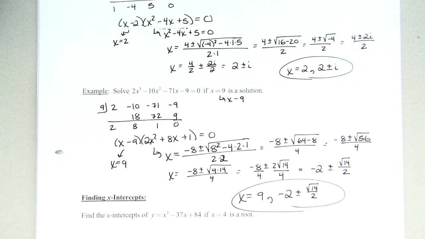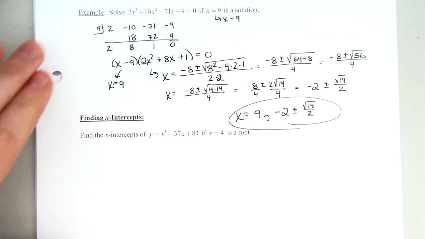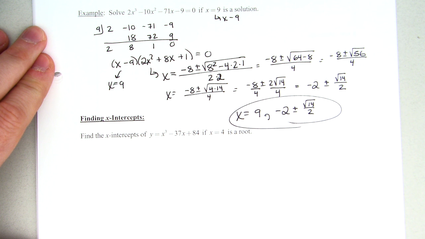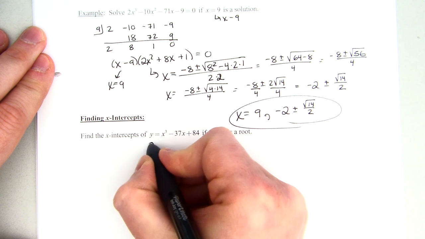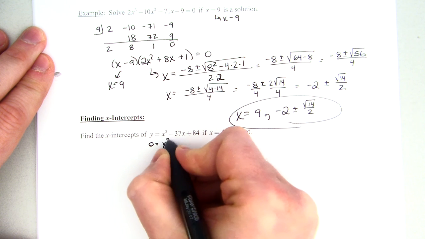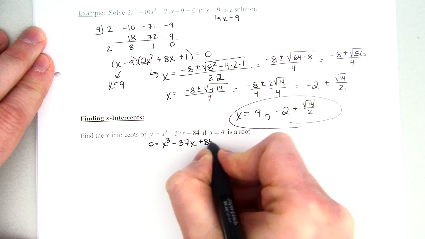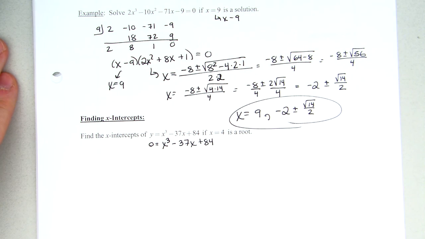Last thing we're going to do, though, finding x-intercepts. I want the x-intercepts of this polynomial function if I tell you x equals 4 is a root or an x-intercept. This is no different than what we've already been doing. x-intercepts, remember, just come from plugging in 0 for y. So it's like saying, let's solve the equation 0 equals x cubed minus 37x plus 84 if I tell you x equals 4 is a solution.